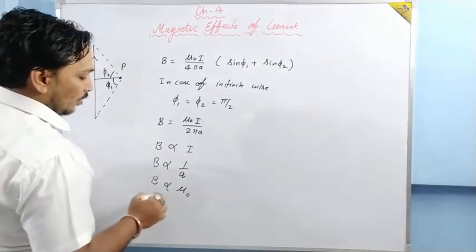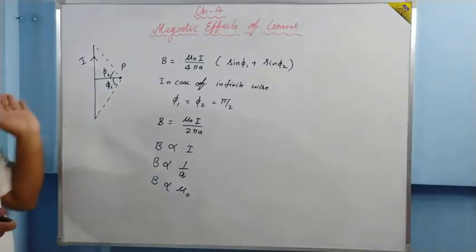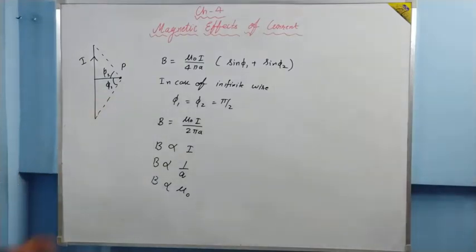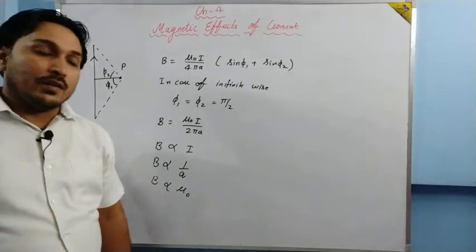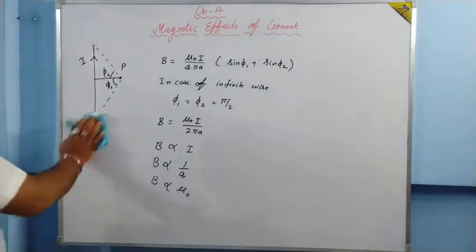Okay, what is that mu naught? Mu naught is the permeability of free space. What I mean to say is, if the medium around the wire is changed, it is not vacuum, then the permeability of that medium will be kept over here. For that case, we will define relative permeability, but we will define it later on. Right now, for all the numericals, the medium around the wire will be vacuum. If it is not, then in the numerical the permeability of that medium will be given, and you have to put the permeability of that medium. Clear? Okay, let us move.